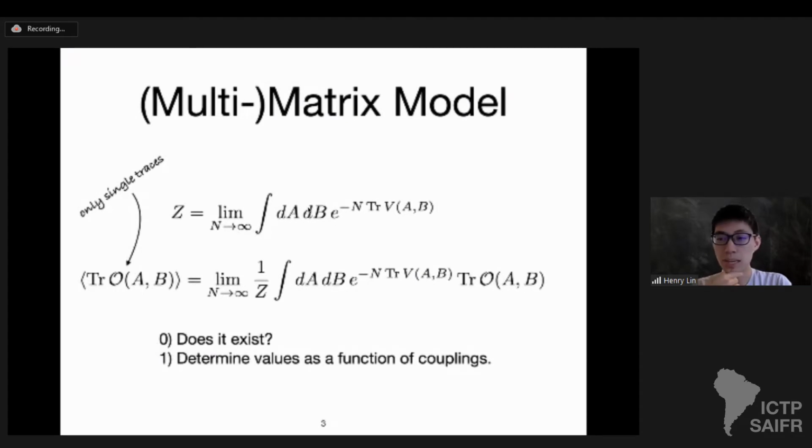Now, when you meet an integral like this on the street, the first thing you should ask is, does it actually exist? So unlike the case of single variable integrals, it's not clear, if the coefficients of the polynomial are positive or negative, whether or not this integral actually makes sense. And in fact, just determining the region in which the integral makes sense is somewhat non-trivial. In general, it's not solvable by analytical techniques. That's the zeroth order question. The first order question is then to determine, of course, the value of observables as a function of the couplings. So when I say that I'm going to solve a matrix integral, I mean essentially this.